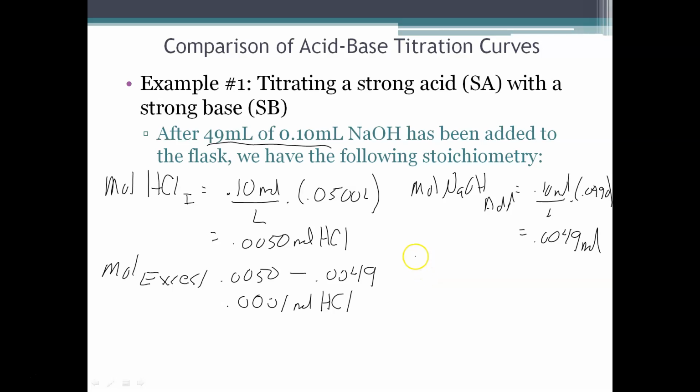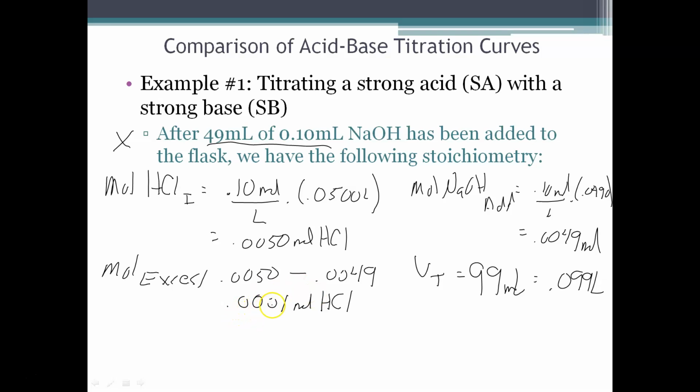Now, my total volume of solution in my flask. Remember, I had 50 mils of HCl to start. I added 49 milliliters of NaOH. That gives me 99 milliliters of solution so far, or 0.099 liters. So what I want to do now is figure out my hydrogen concentration. I want to know what my pH level is at this point in my titration. We're going to compare it to what the pH level was to start with.